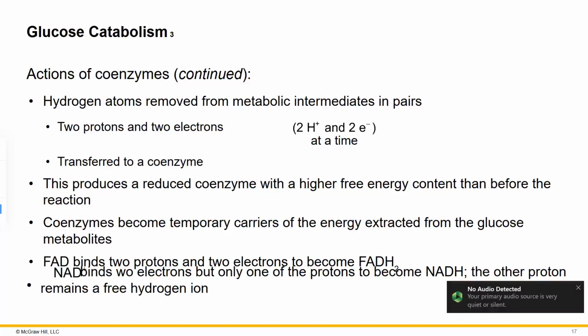Hydrogen atoms are removed from metabolic intermediates in pairs, so 2 protons and 2 electrons. They're transferred to a coenzyme. This produces a reduced coenzyme with a higher free energy content than before the reaction. The coenzymes become temporary carriers of the energy extracted from glucose metabolites. FAD binds 2 protons and 2 electrons to become FADH2. NAD binds 2 electrons, but only one of the protons, to become NADH. The other proton remains a free hydrogen ion.